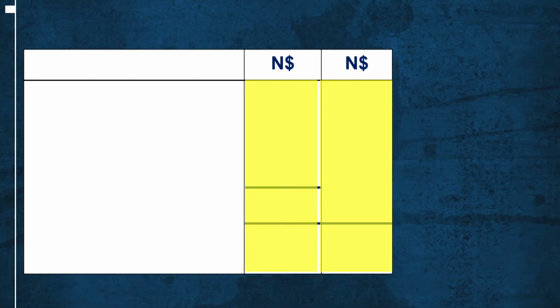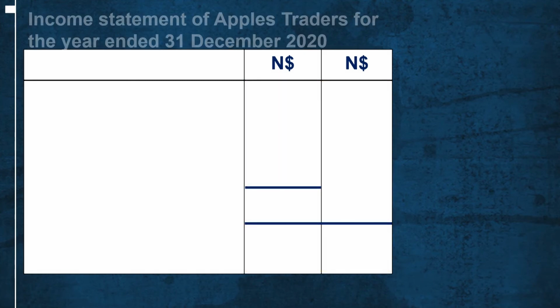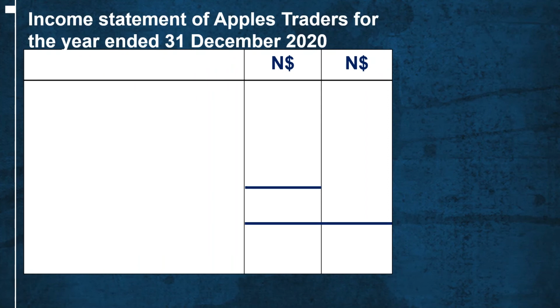The income statement consists of 2 columns, and you always start with the heading of the income statement. An example of an income statement heading is as follows: Income statement of Apple Traders for the year ended 31st December 2020. We then draw the 2 columns of the income statement.